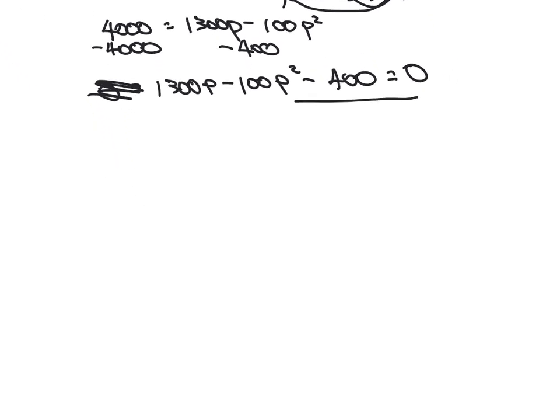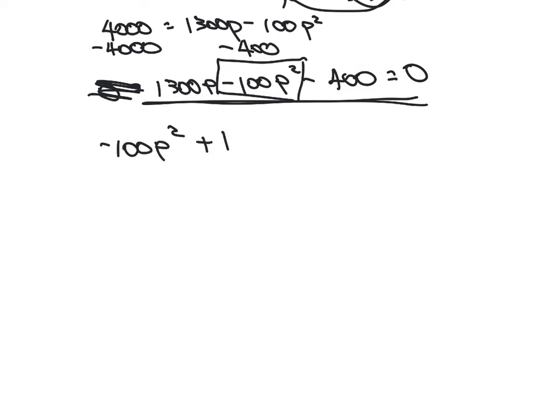Now I have to set this up so that it's in the right order. So I'm going to move this to the front because it's got the p squared. And then I'm going to put 1,300p minus 4,000 equals 0.